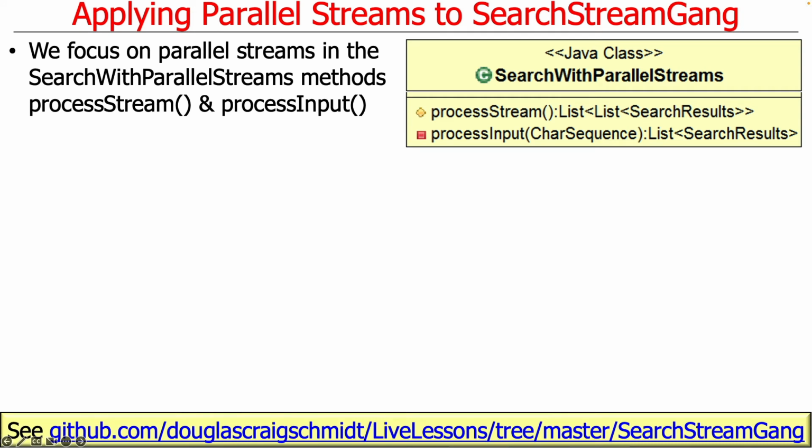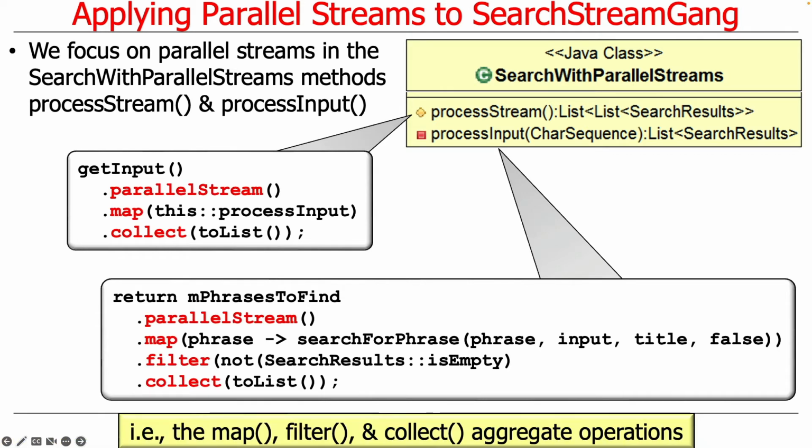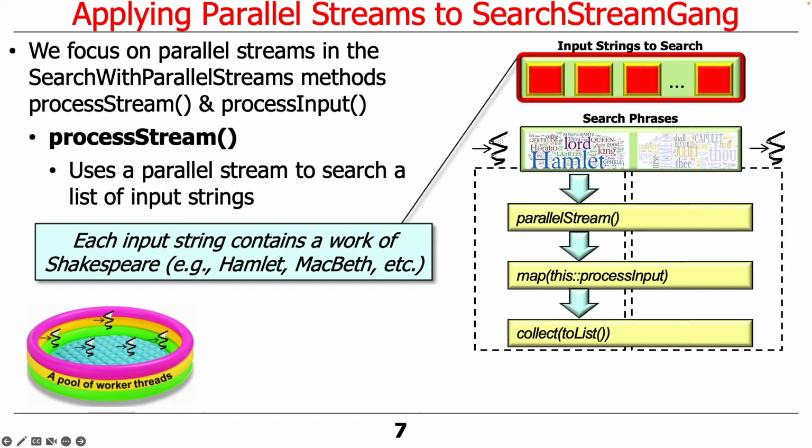So we're going to focus on the use of parallel streams in the Search with Parallel Streams class, and in particular in its process stream and process input hook methods. And this is what these methods look like. I will talk about them in more detail in a second. This is the one that's used for process stream, and this is the one that's used for process input. What's important about all this stuff is that it's going to showcase the use of some of the operators we've talked about before, like map, filter, and collect. And you get to see how they all work in the parallel streams context.